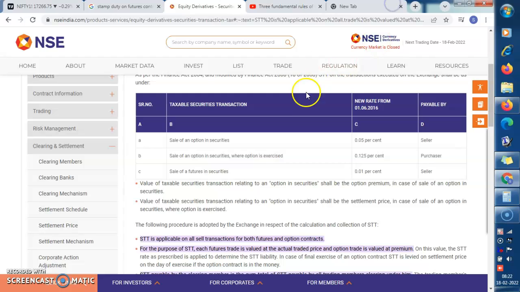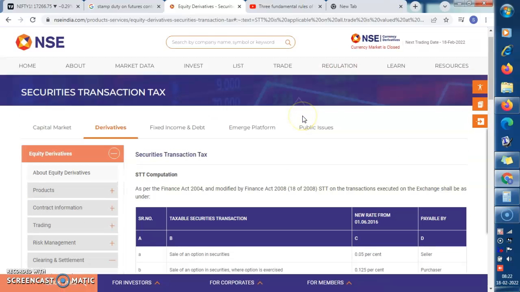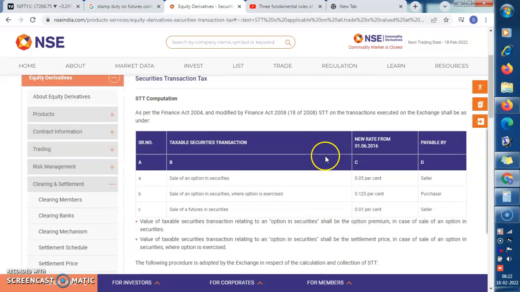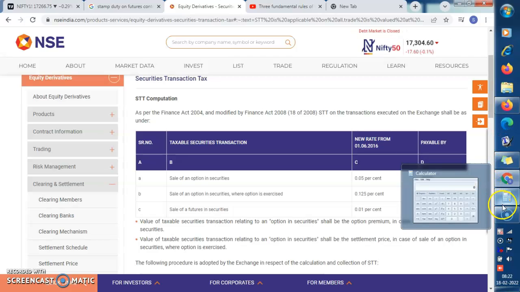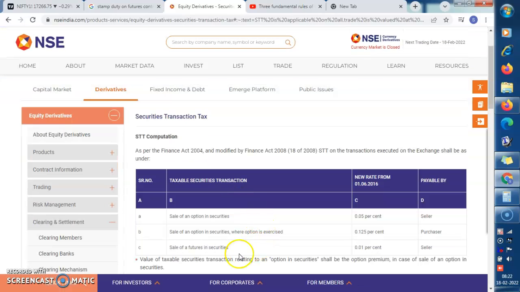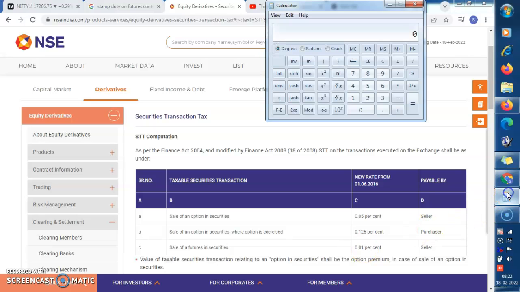Here you see that there are two types of charges involved. One is the security transaction charge. I am not talking about the brokerage here. The brokerage will vary from plan to plan, from broker to broker. But this is the fixed security transaction charge. So you will have to pay for futures 0.01%. So let's take out the calculator.